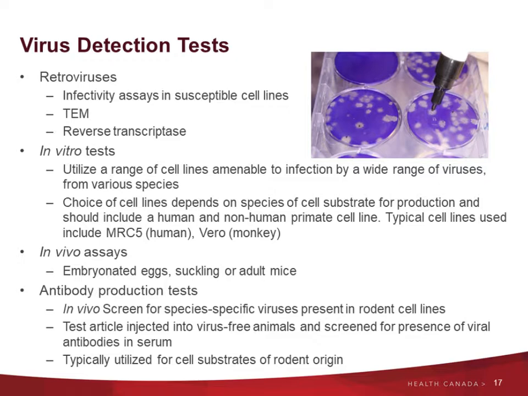As a requirement, there should be a human cell line, which is often MRC5, and a non-human primate cell line, which is often Vero. And the choice of other cell lines, typically one other cell line beside those two, would be reflective of the species origin of the cell bank. For in vivo assays, suckling and adult mice and embryonated eggs should be used. For antibody production tests, these are typically utilized for cell substrates of rodent origin.